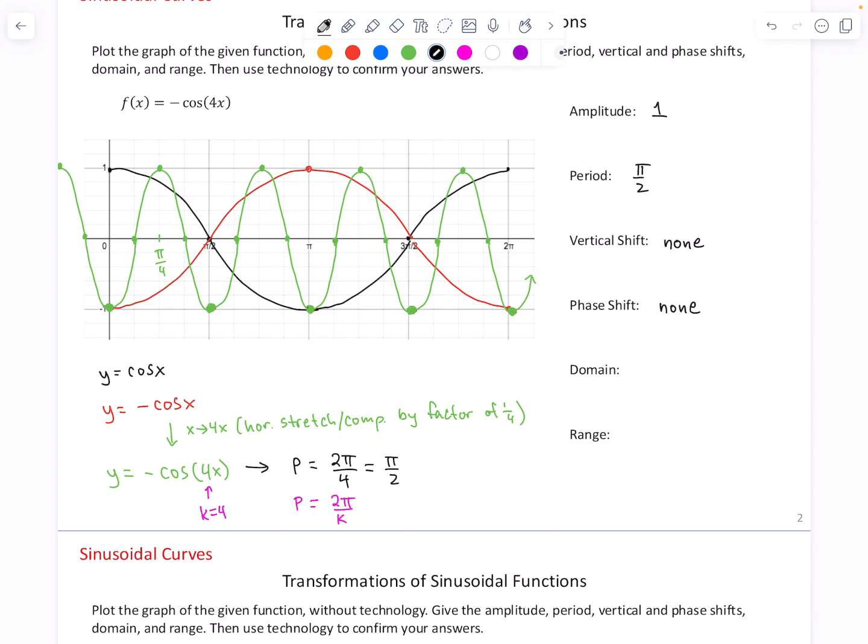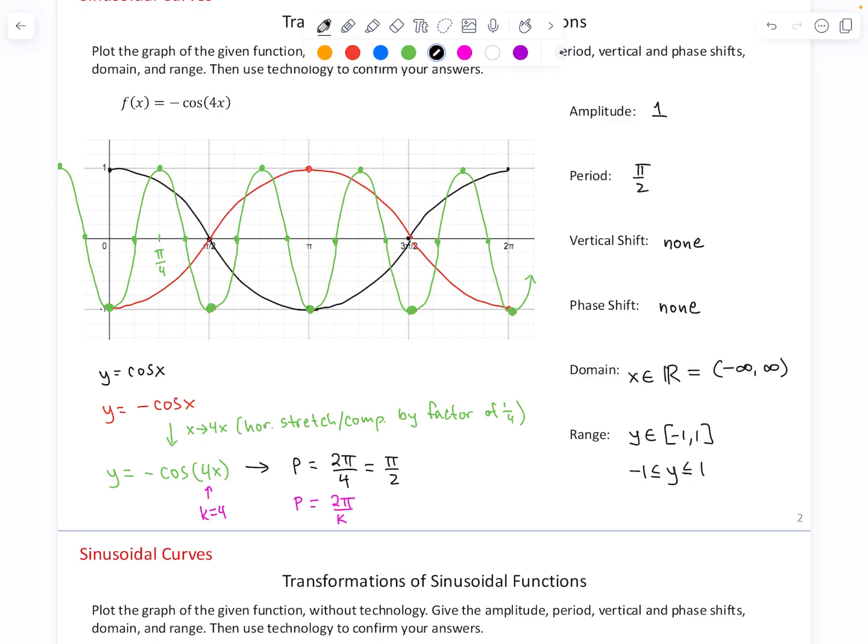The domain will be all real numbers because the green wave goes right and left forever. So we can write that as negative infinity to infinity. And this, of course, is referring to x's. And the range of the green, the lowest y-coordinate of the green graph is negative 1, and the highest is positive 1. So we can say that the y-coordinates have to be in the set from negative 1 to 1, or you can say it this way.